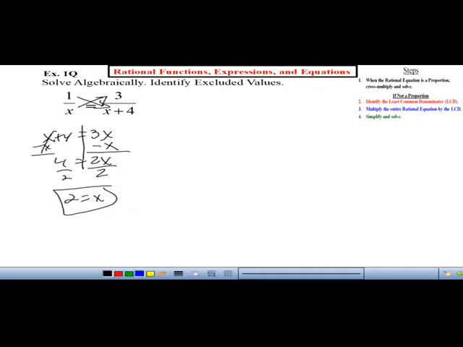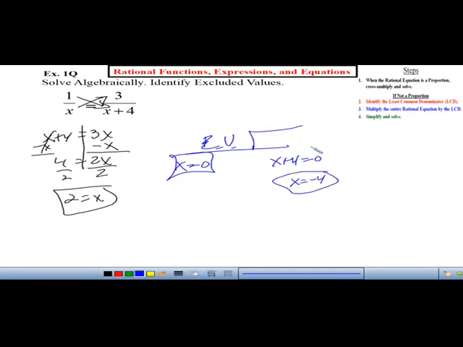Okay, good. Excluded values. How many denominators do we see? 2. x equals 0 and x plus 4 equal to 0. That and that. Solve. This one's already solved. Minus 4, minus 4. So x equals negative 4. So therefore the excluded values are negative 4 and 0. Have you got that? Okay, we got it, yeah? All right, let's move on.